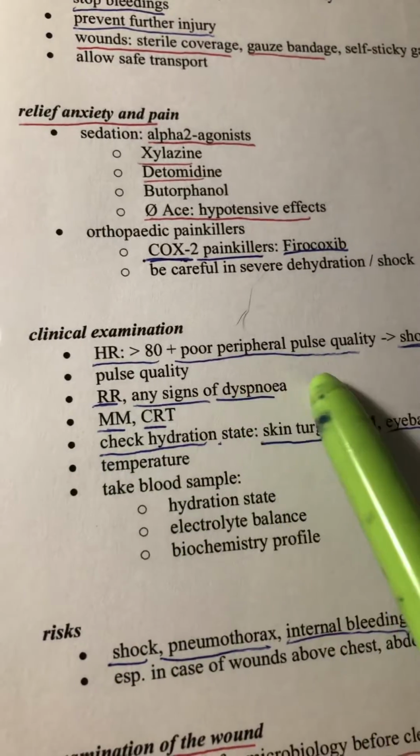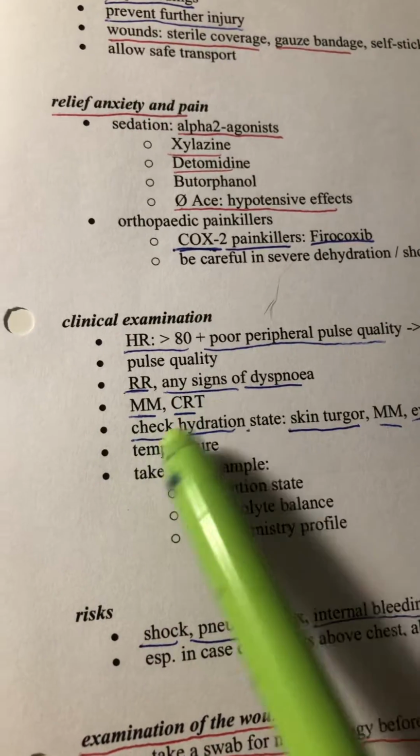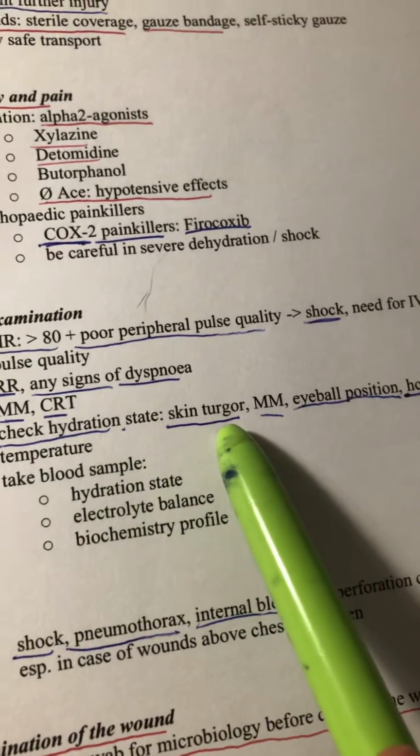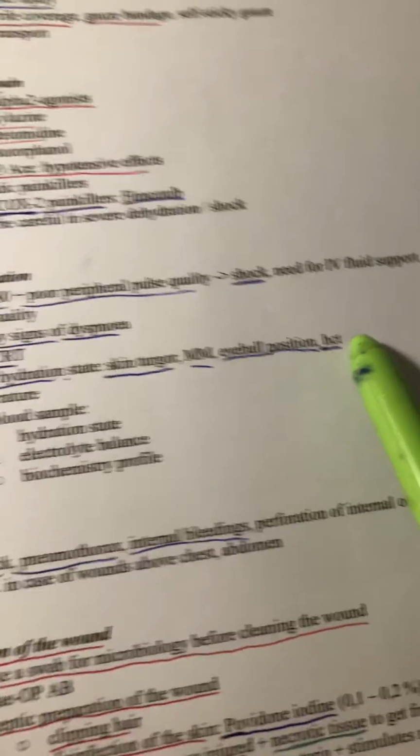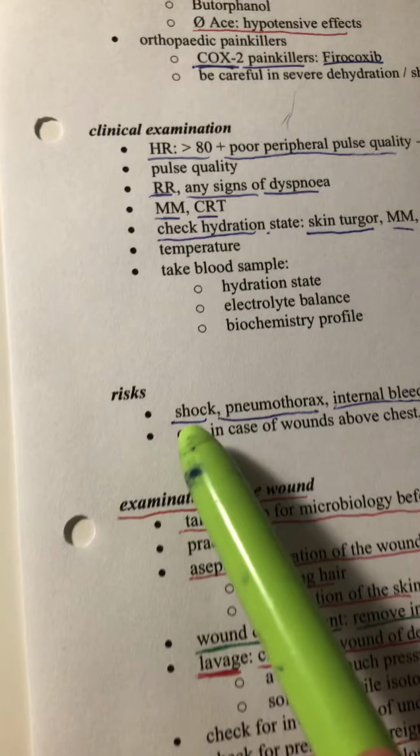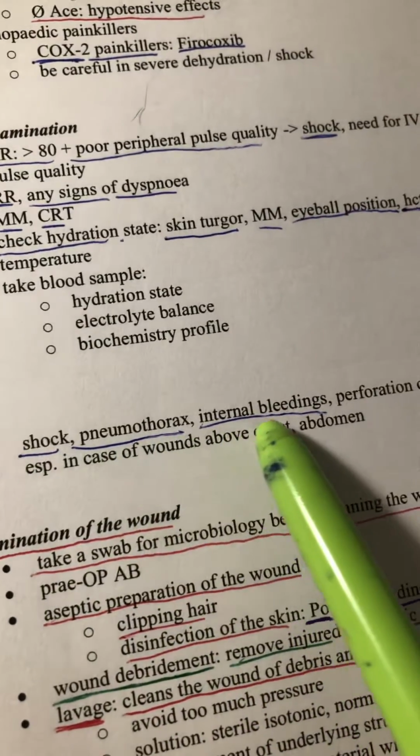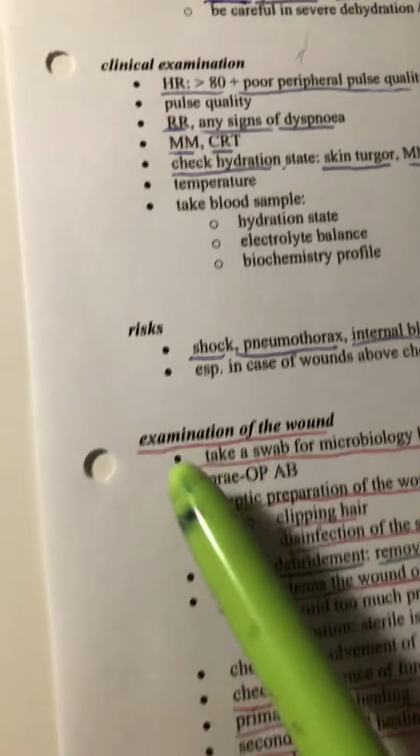And for the clinical examination, if the heart rate is above 80 and there's poor peripheral pulse quality, the animal may be in shock. Check the respiratory rate and any signs of dyspnea, mucous membranes, capillary refill time, and check the hydration. Check the skin tent and the eyeball position and the hematocrit. So the risks are shock, pneumothorax, internal bleeding.